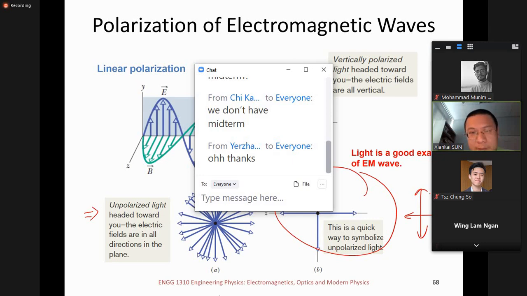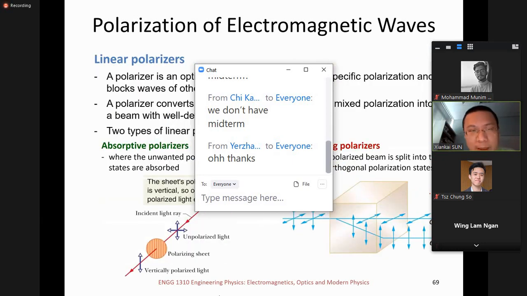Okay, so next we still talk about linear polarizers. How do we generate light of linear polarization? A polarizer is an optical filter that passes light of a specific polarization and blocks waves of other polarizations. A polarizer converts a beam of light of undefined or mixed polarization into a beam of well-defined polarization.